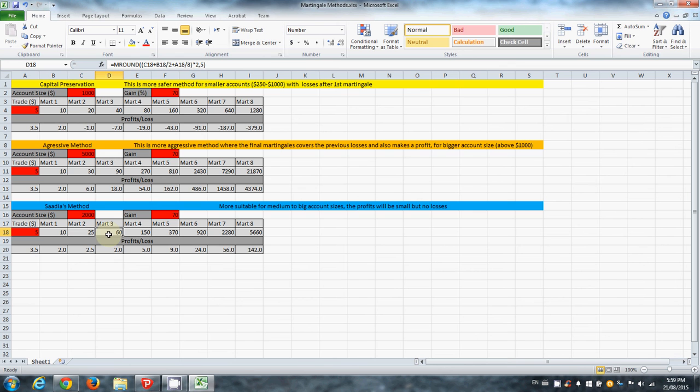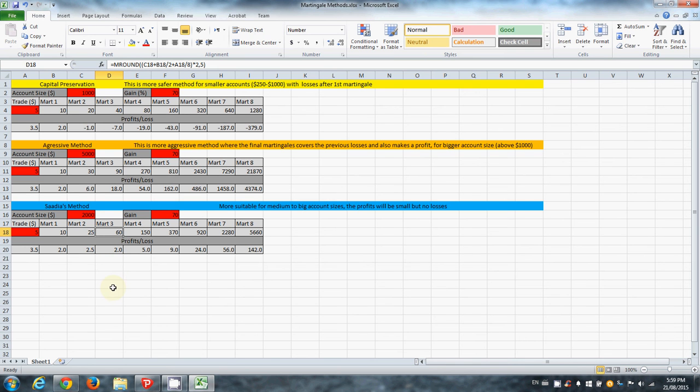Move on to the third martingale. Again, you're not investing $90 like in the aggressive method or capital preservation method. Something in the middle, $60, and you make a profit of 2. So over here, your profits would be small, as you can see in the Excel here, but there are no losses. There are no negative numbers here.